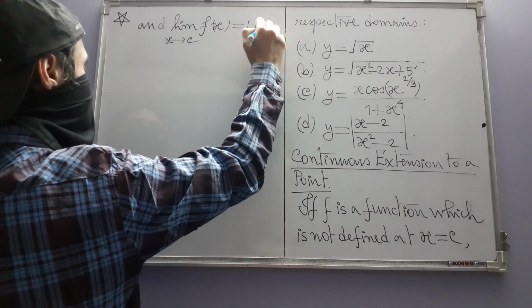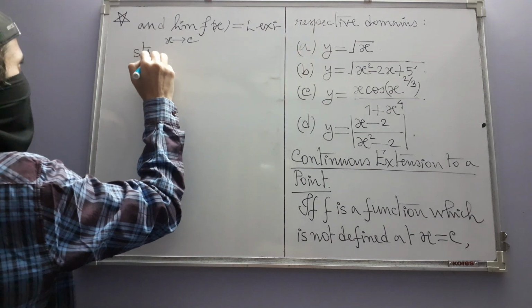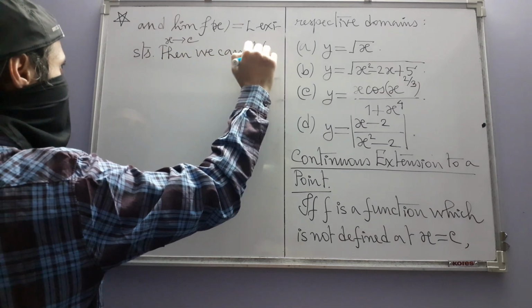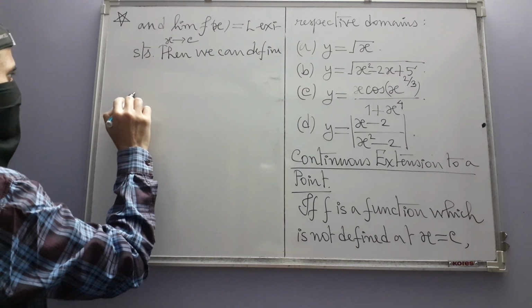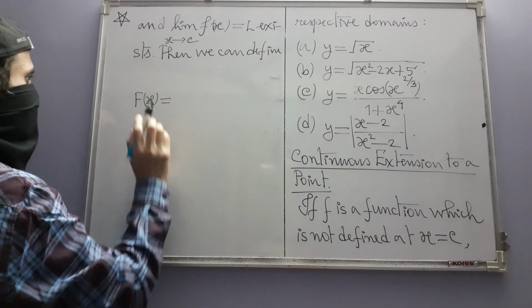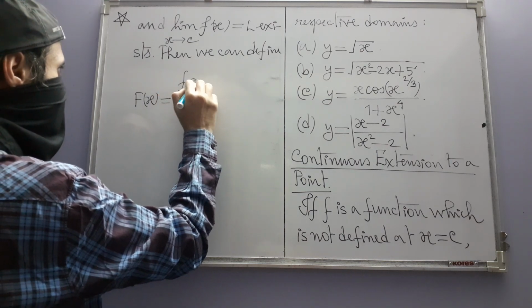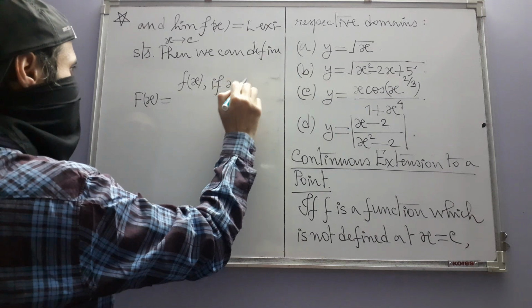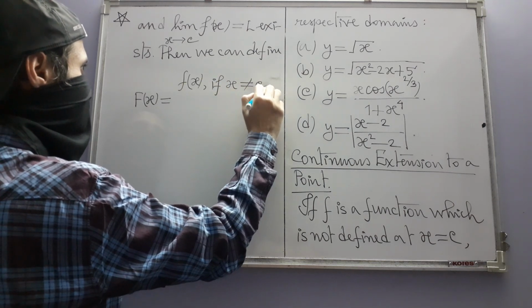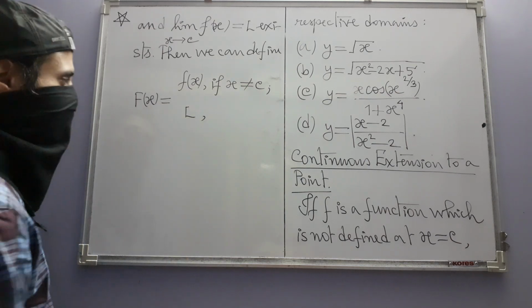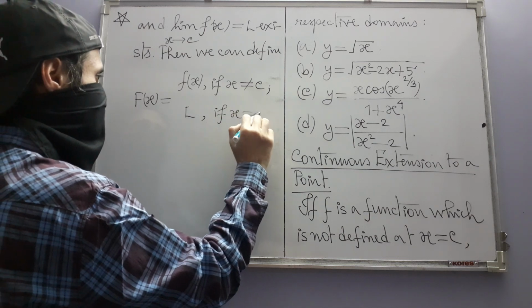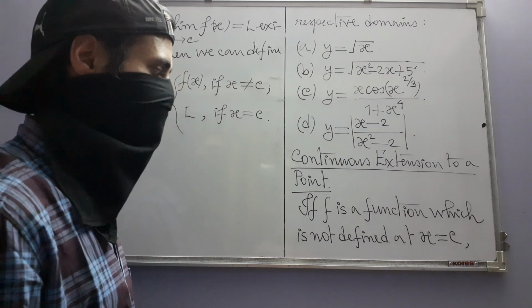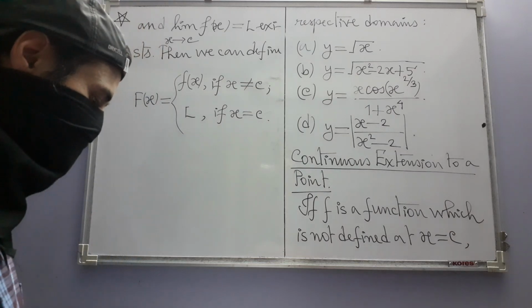So let's just write this exists. Then we can define this function capital F. Capital F of x is defined to be equal to small f of x if x is not equal to C, and we define it to be equal to L if x is equal to C. This function is called the continuous extension of the original function to the point C.